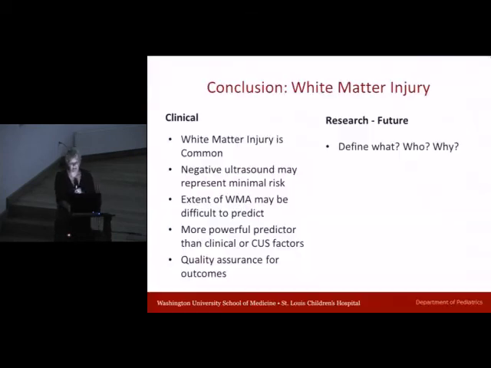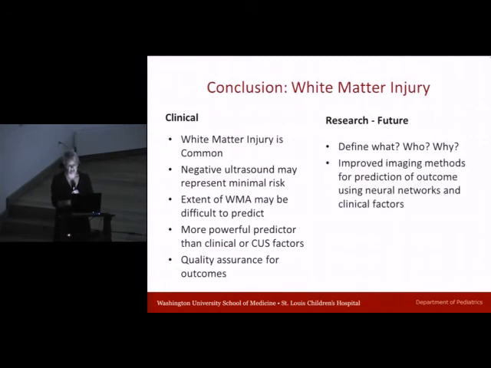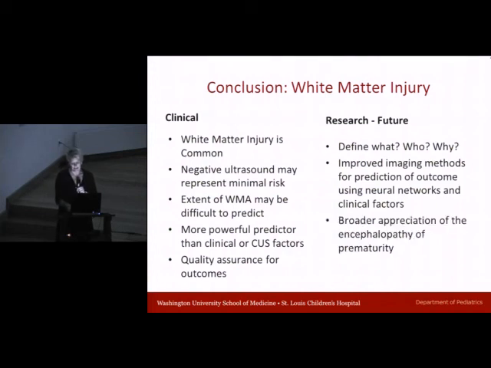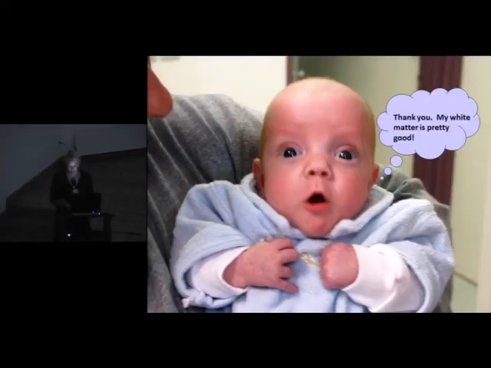From a research point of view, I think we're starting to understand who, what, and why. And obviously these improved imaging methods using neural networks and the support vector machine can actually take other clinical factors into account. It doesn't just have to take imaging characteristics. So we're starting to have a broader appreciation of the encephalopathy of prematurity, and that will help guide us quite a bit to understand how to predict outcomes in a better way.